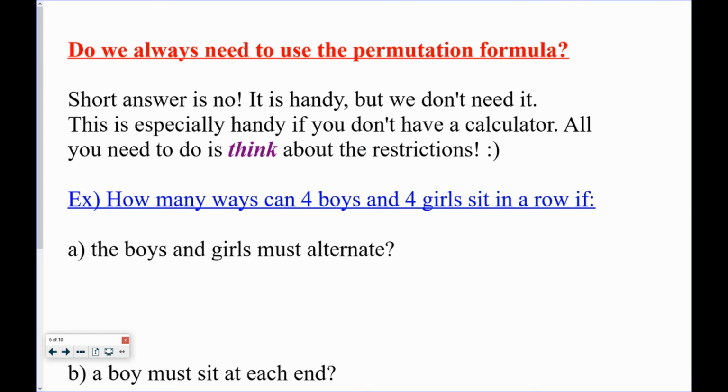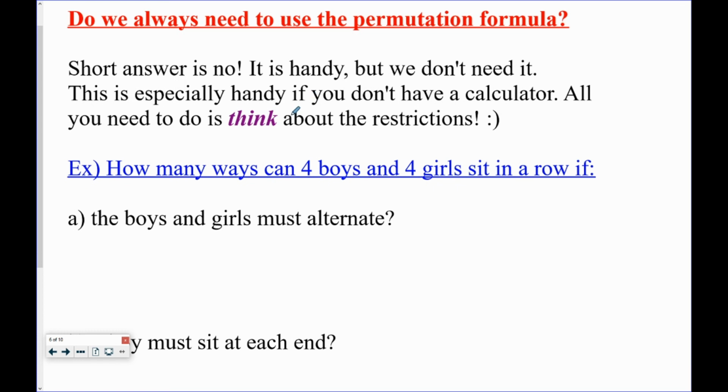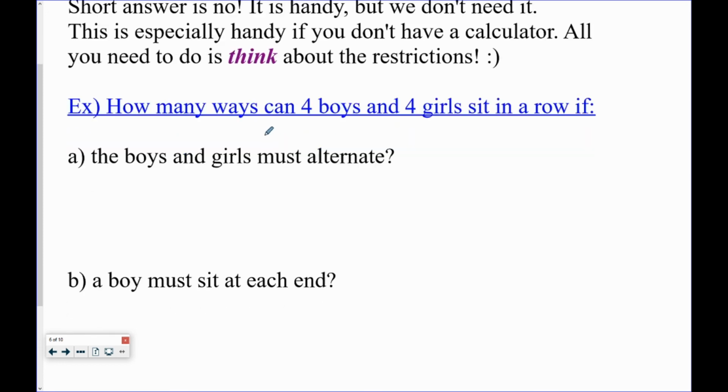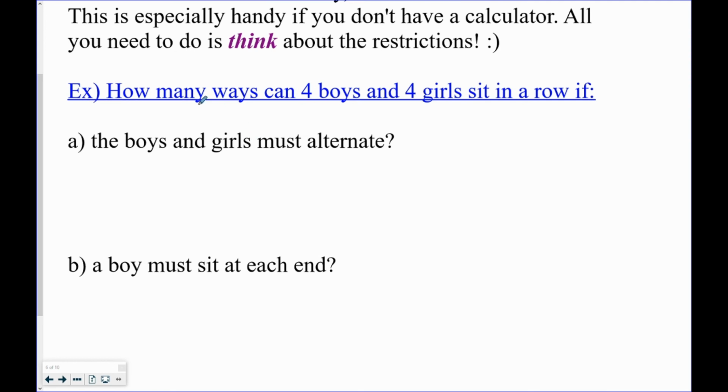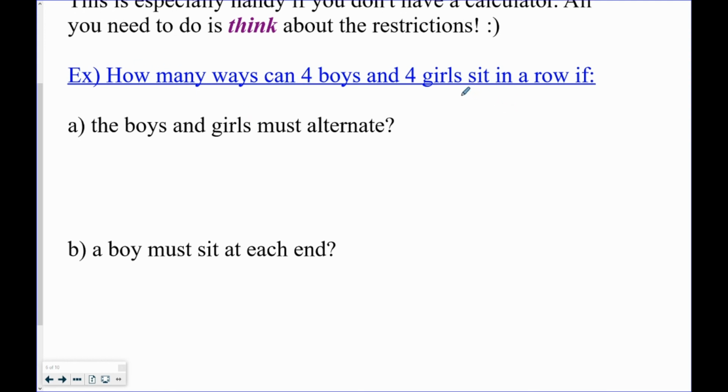Okay, so do we always need to use the permutation formula? And the answer is, well, no, it's handy, but you don't always need it. And sometimes it's actually really hard to work with it. So if you don't have a calculator, you can think about the restrictions, and we know how to do that using our fundamental counting principle. So in this question here, how many ways can 4 boys and 4 girls sit in a row if the boys and the girls have to alternate?